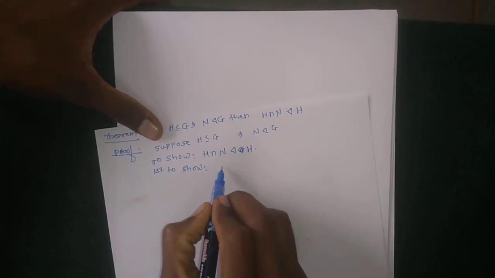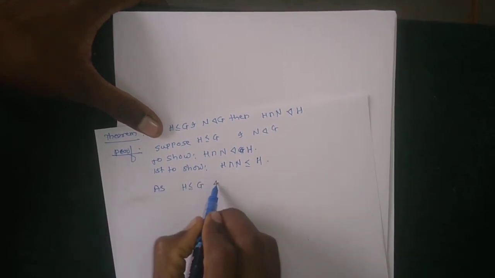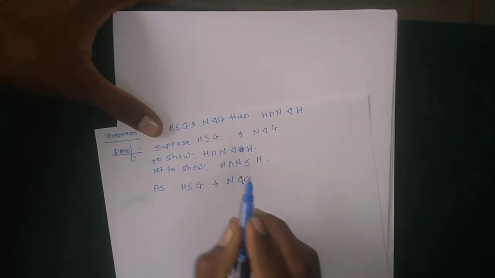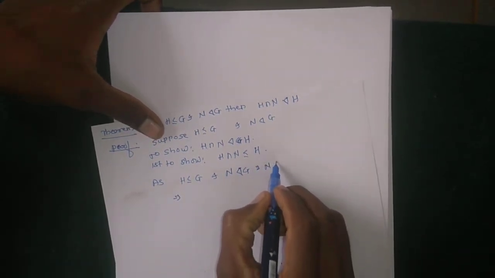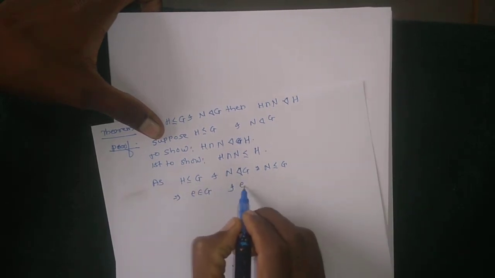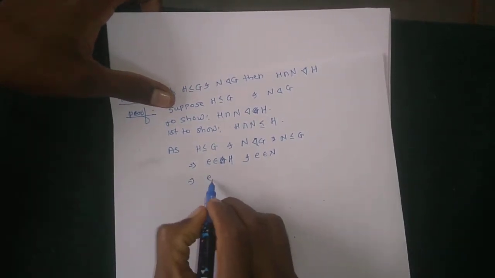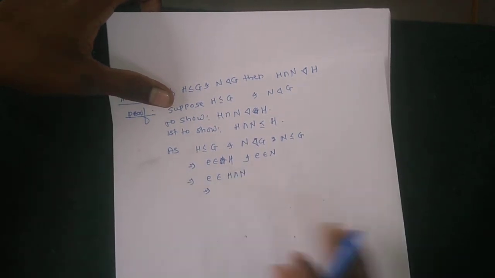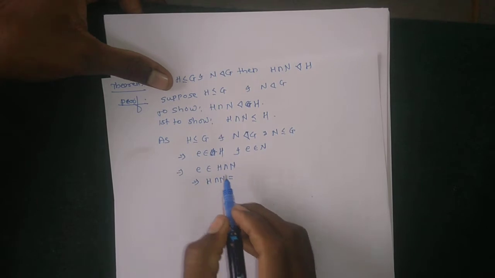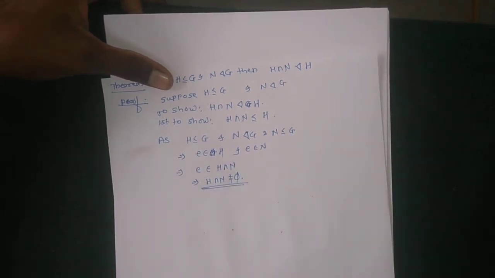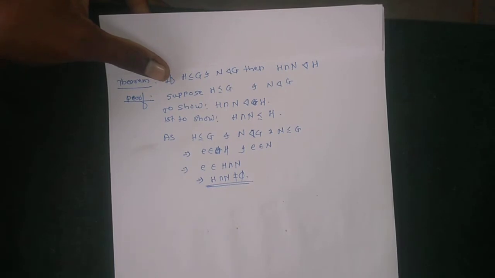First, to show that H intersection N is a subgroup of H: as H is a subgroup of G and N is a normal subgroup of G, N is a subgroup of G, which implies that e belongs to H and e also belongs to N. So the identity belongs to their intersection, which implies that H intersection N is non-empty, meaning it contains at least one element. Now to show that H intersection N is a subgroup.